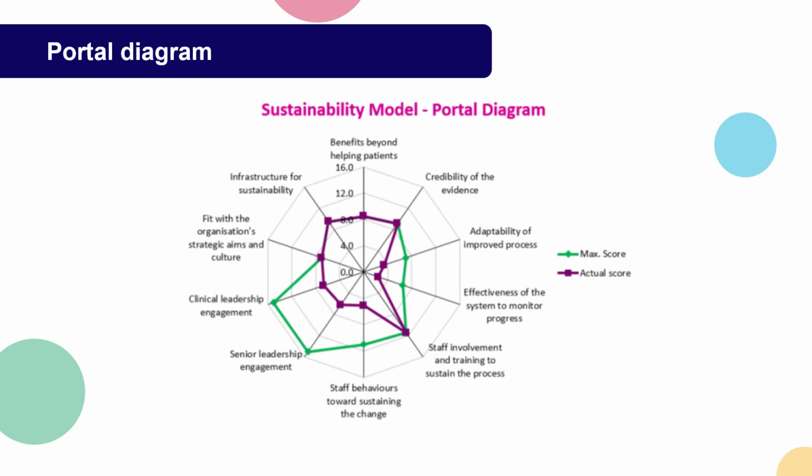This tool can create a completed portal diagram which plots your scores to see the potential areas for improvement in order to maximise the potential for the sustainability of your change idea. In the example shown, the green line shows the maximum scores based on what research has shown are the most important variables for sustainability. The purple line shows the actual scores, which indicates there are areas which require improvement around the category of staff, whereby the actual score is much smaller than the maximum score. This highlights an area which needs to have mitigations put in place to avoid any risk.